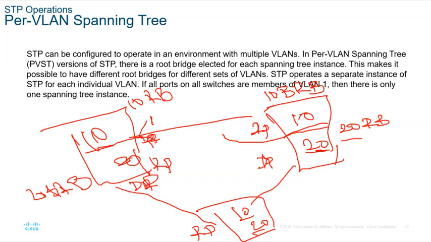So on the switch, they are grouped very well. You will see VLAN 10, the port, because the port is not going to change. Port 1, it is root port. Under VLAN 20, port 1, it is designated.